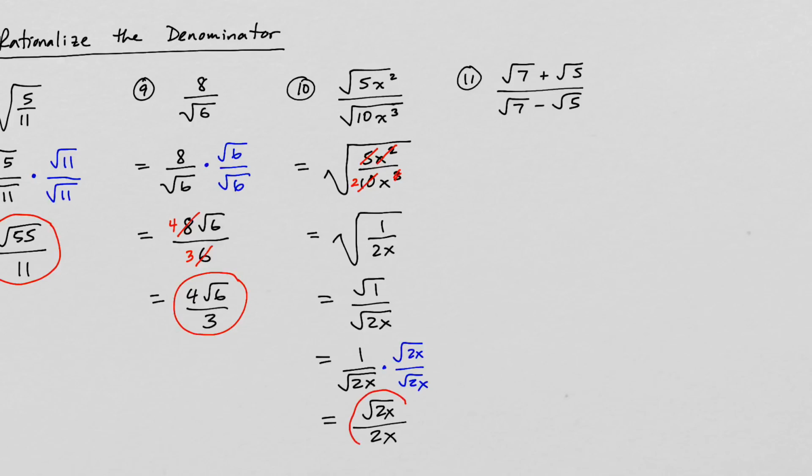And so I know it may not look like much of an improvement, but this satisfies all the conditions of a simplified radical. We have no radical in the denominator, we have no fraction inside the radical, and 2x is as small as we can make it.